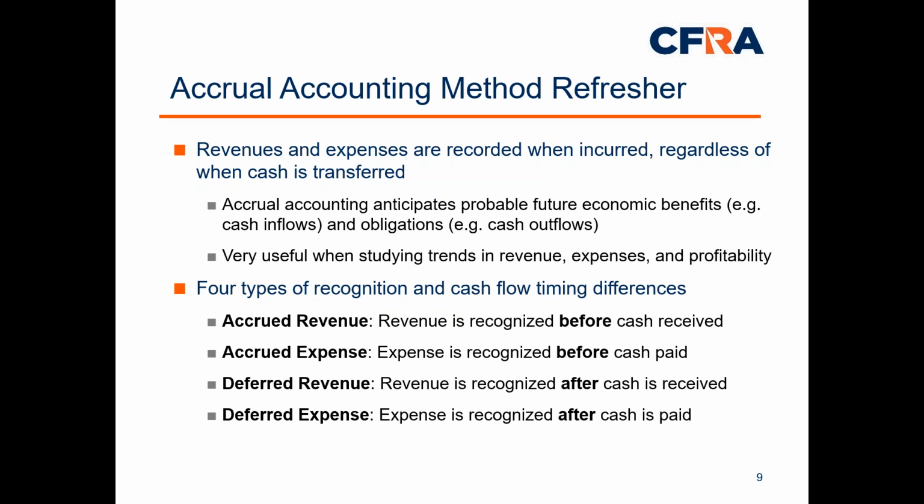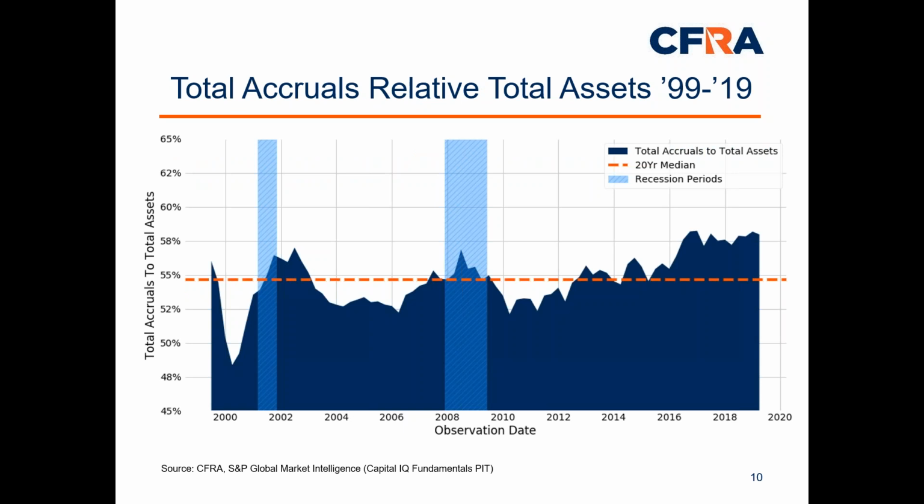Here are a couple big picture concepts to keep in mind. Accrued revenue and expenses are recognized before cash is received or paid. Deferred revenue and expenses are recognized after cash is paid. So to better understand the significance of accrual usage, it's helpful to look at an aggregate trend of total accruals relative to total assets over time.